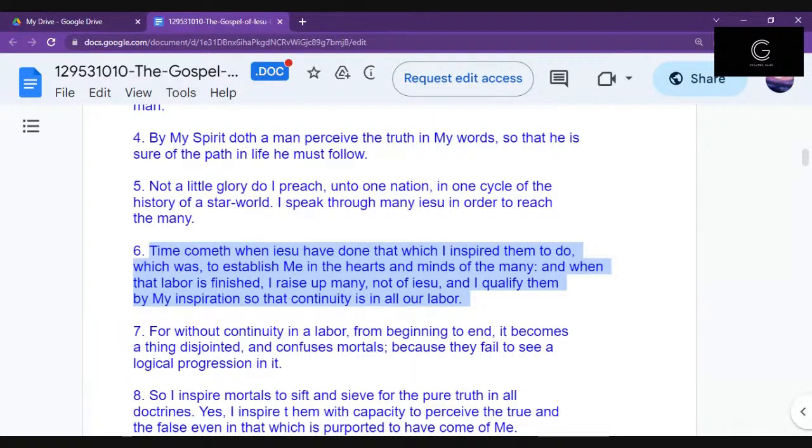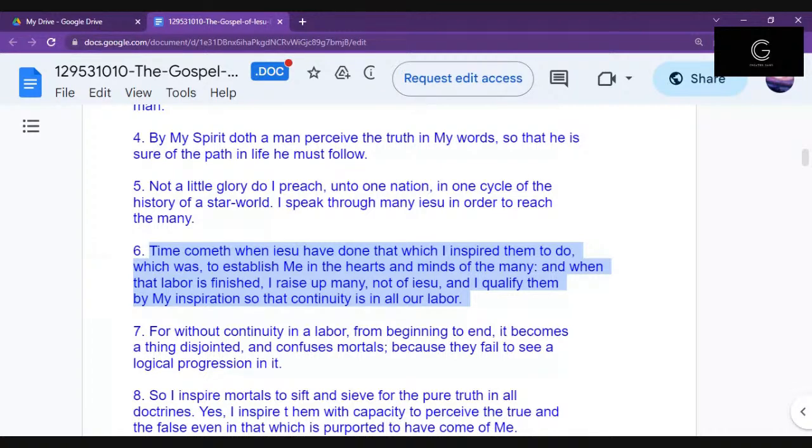And when that labor is finished, I raise up many, not of iesu, and I qualify them by my inspiration, so that continuity is in all our labor.